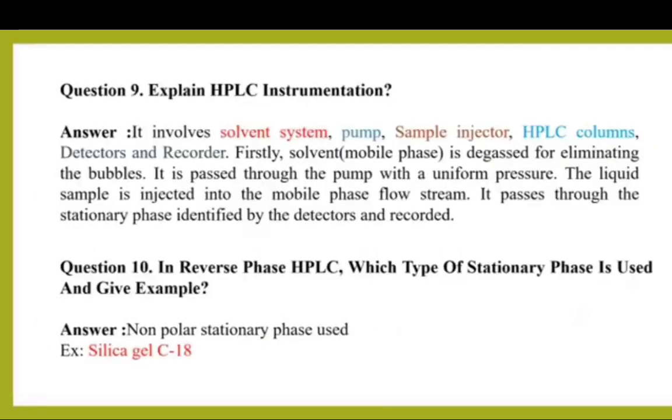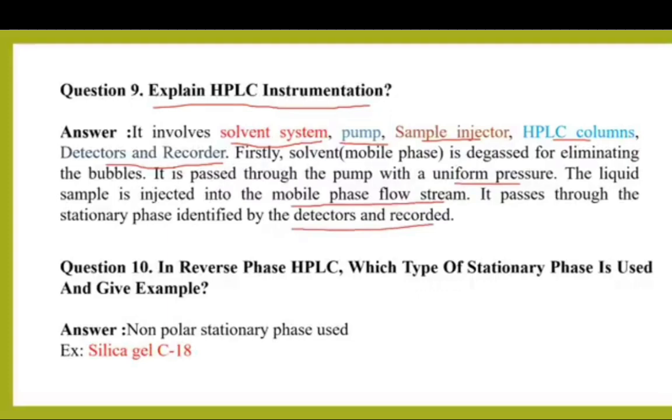Friends, coming to the next question, explain the HPLC instrumentation. The instrumentation of HPLC involves a solvent system, a pump, a sample injector, HPLC columns, and detectors and recorders. Firstly, the solvent is degassed to eliminate bubbles, and this solvent is passed through the pump with a uniform pressure. So remember, uniform pressure. The liquid sample is then injected into the mobile phase flow stream. So it passes through the stationary phase and is identified by detectors and recorders.